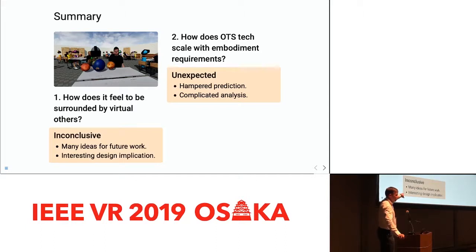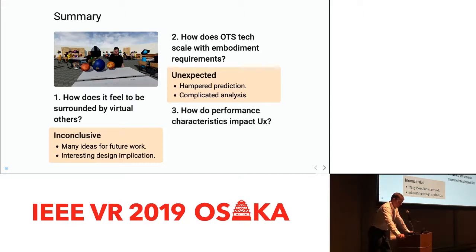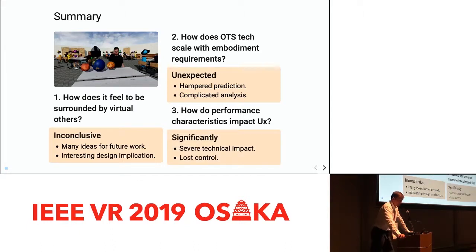So if we don't find anything here, it might as well be because our technology kind of failed at that part. And how do the performance characteristics impact the user experience? Significantly. Severe technical impact, and we have a lost control here. So there is something that all of you should keep in mind when you go for these off-the-shelf tools, which are now so handy and so easy to use. Specifically, if you're from other fields, be aware. There's a lot of confounds with technology involved nowadays, specifically with the ones that are basically done for computer games. So that's about it.